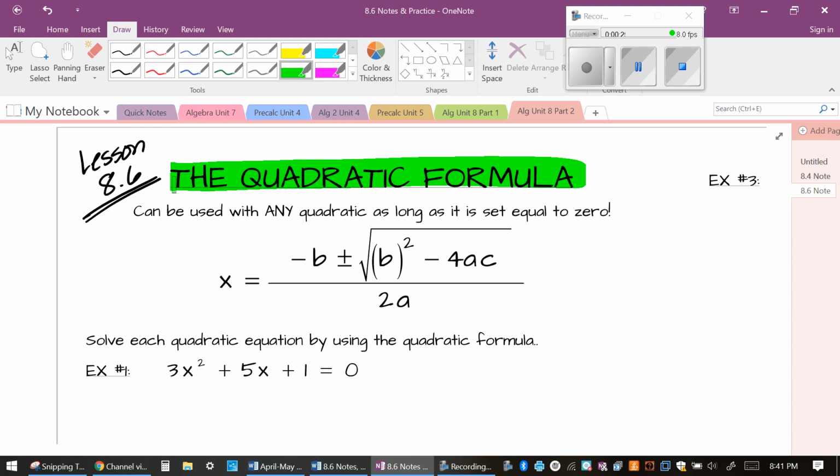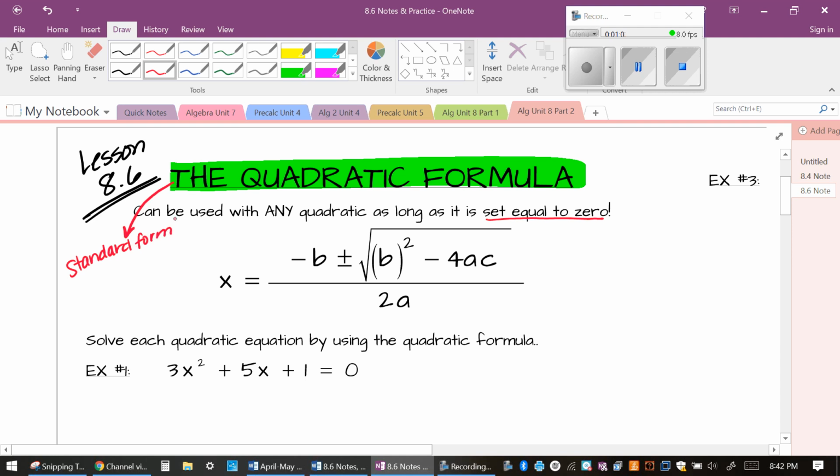The quadratic formula, as you can tell by the name, is used to solve quadratics. So anytime you're given an equation, so when you see an equal sign on the problem and the highest exponent is a squared or a quadratic, you are allowed to use the quadratic formula. Now, the quadratic formula works best as long as your quadratic is set equal to 0, okay? And more specifically, when it is in standard form.